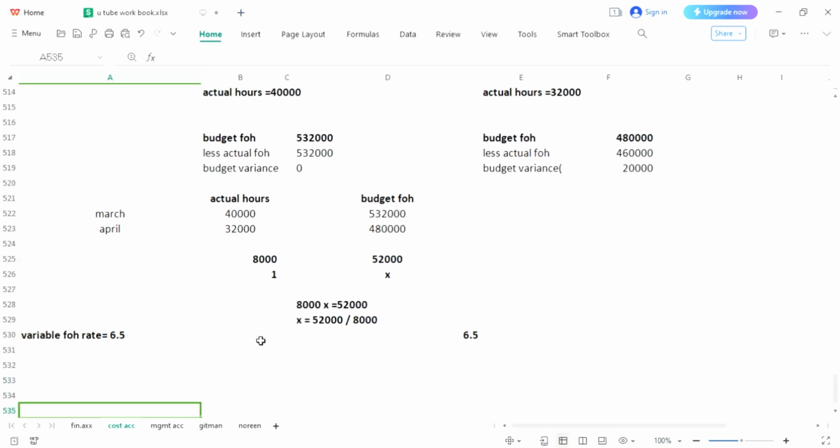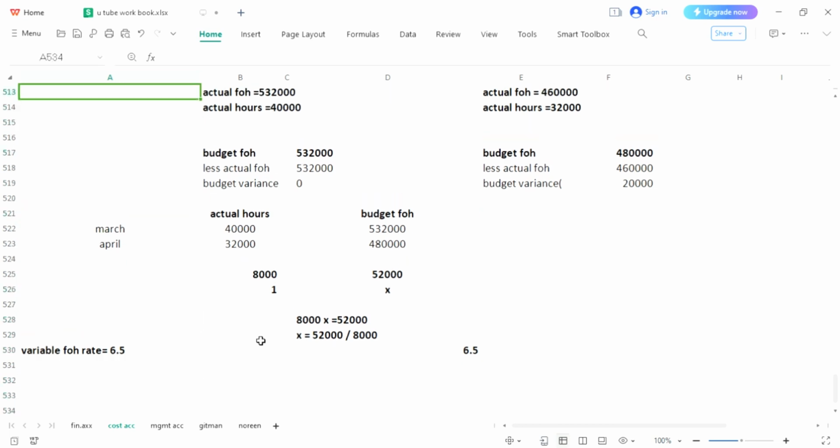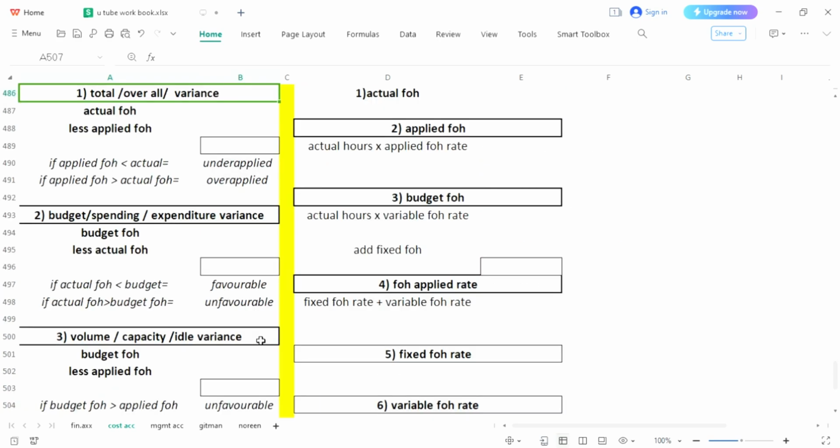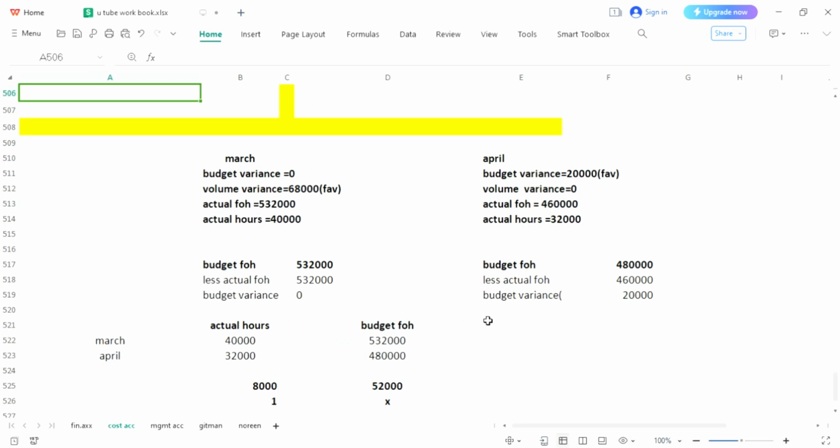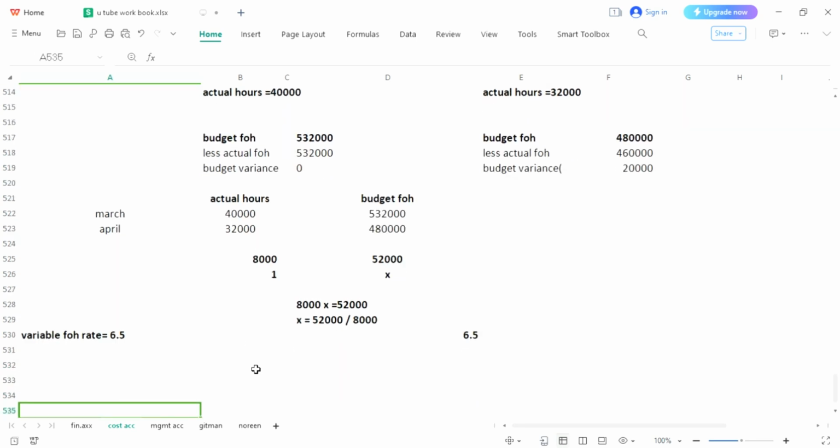Now there are two options. You can see we haven't written anything in the question yet, and we are still calculating. This was just the information which was taken from the book. For March, information taken from April, and up till now what we have done, we have calculated budget FH for March, budget FH for April. These budget FH were used over here, actual hours given in the question were used over here, with which you have calculated the variable FH rate.